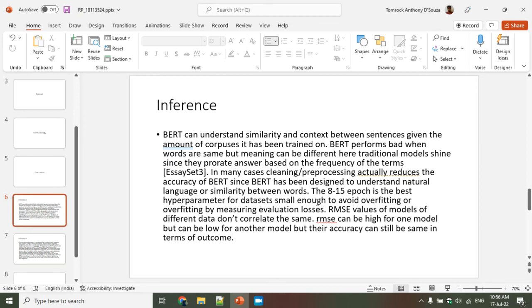And we already spoke about the epochs, then the RMSE of the model. A model has been trained on one data set and another model has been trained on another data set. Their RMSE does not match. So if the RMSE of one model is say 18 and the RMSE of another model is 15, that does not mean that the second model's accuracy is more. It just means that they are two different data sets. The RMSE does not make sense across two different data sets.